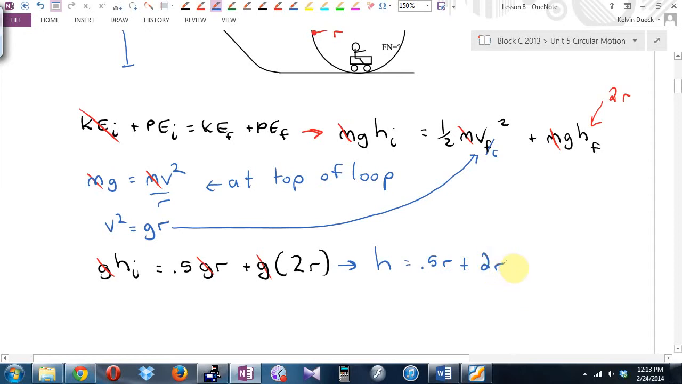Mr. Dueck, those are like terms. Are you serious? Really? What is 0.5R plus 2R? I love this as being one of the cleanest answers we'll ever get all year.